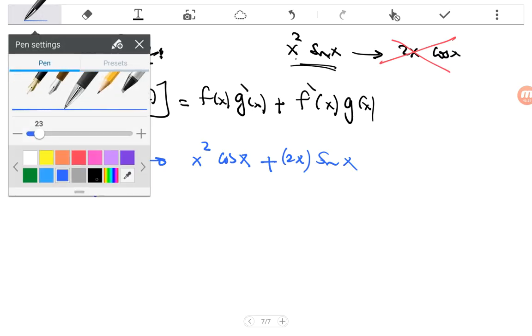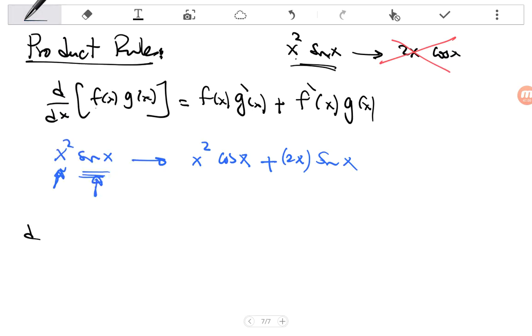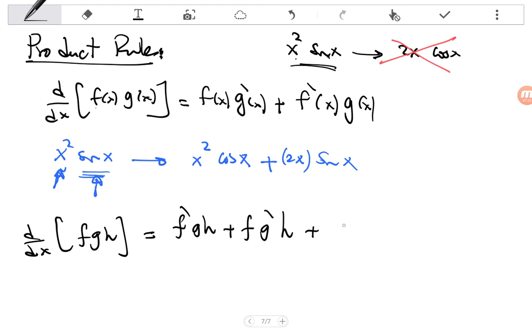What if I had three functions that are multiplied by each other? For example, if I need to find the derivative of f times g times h. In this case, you just know that you will only have one derivative that moves along each of the three functions. So the derivative in this case will be f dash g h plus f g dash h plus f g h dash. Okay, as if you are moving the dash, or the derivative, along the three functions that I'm having in the case.